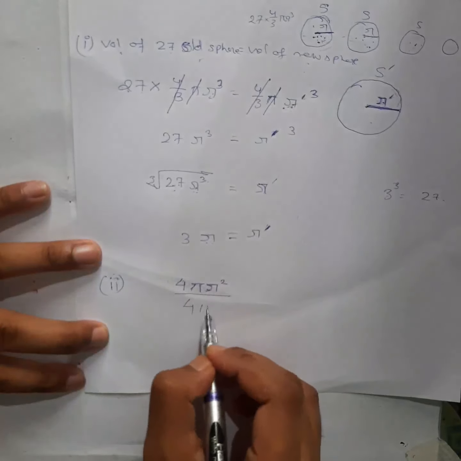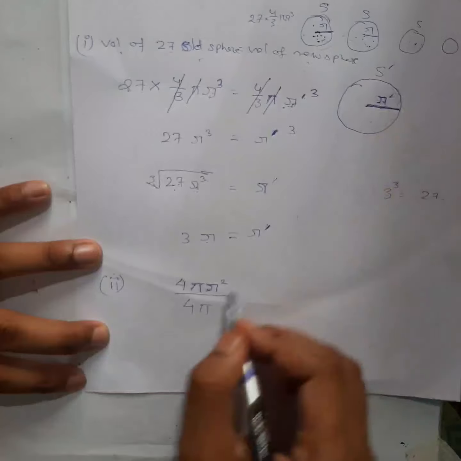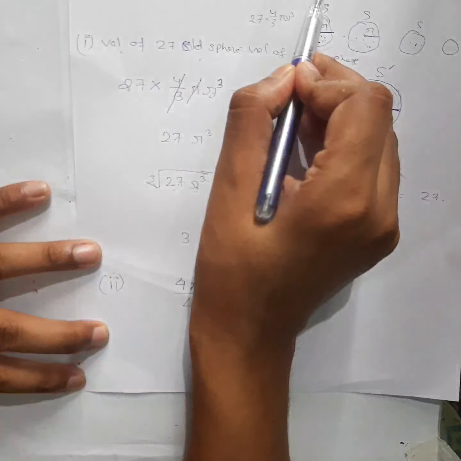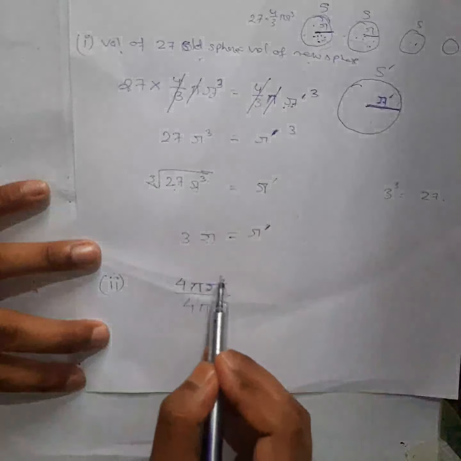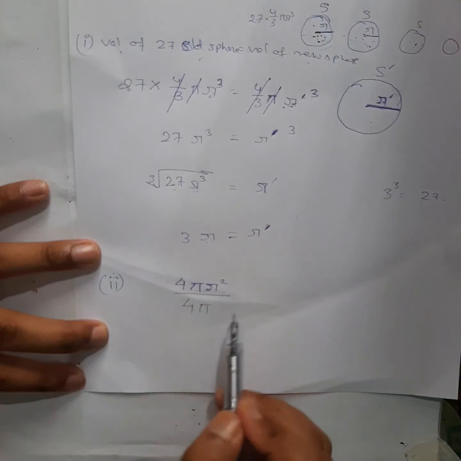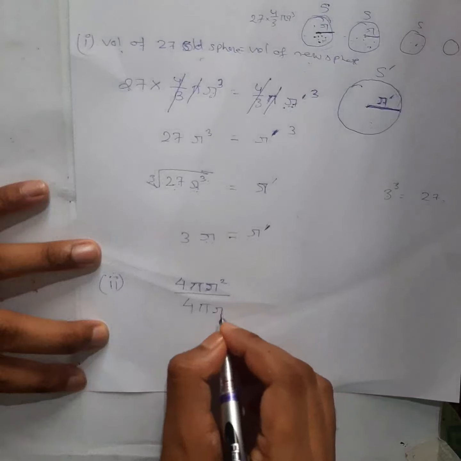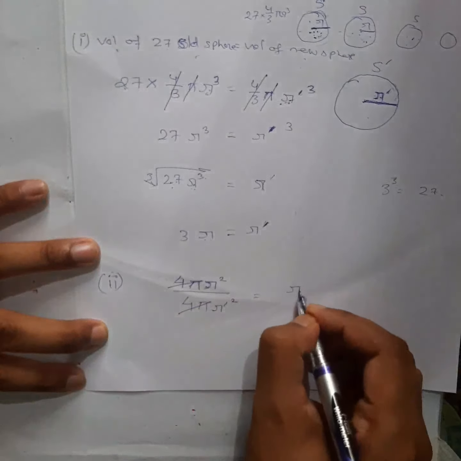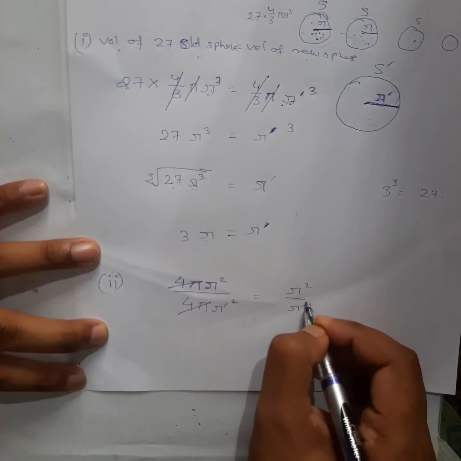By 4 pi r dash square for the new sphere. You have to find the ratio of the whole sphere by the new sphere, right? So the whole sphere surface area is this one. The new sphere surface area will be 4 pi r dash square. So 4 pi will get cancelled. R square by r dash square.